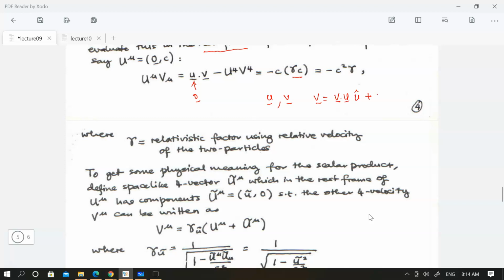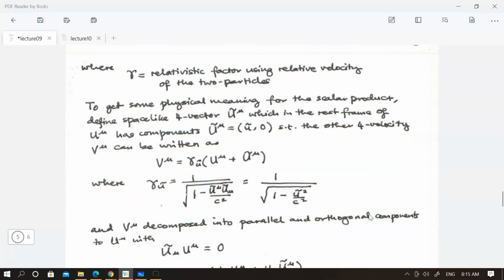Okay, so I'm just going to put it as the orthogonal part, and this will be something in the direction orthogonal to u. So you can have this kind of decomposition. In the same way, you can write this v mu as follows, where you have a component which is parallel to the four velocity of u, and then there will be another component which is orthogonal to u.